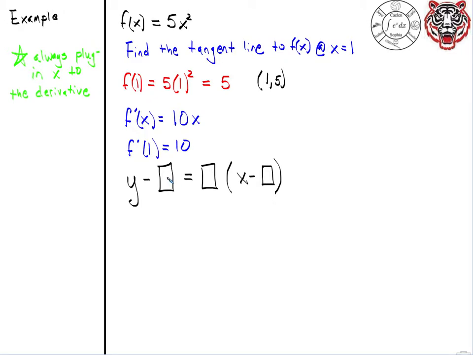All right, what goes in this box? So that will be the y coordinate, which is 5. Then equals the slope, which is 10. Then x minus 1. There it is, and I can rewrite it all out again to make it look cool. y minus 5 is equal to 10 times x minus 1. There's the equation of the line tangent to x equals 1. That's it.